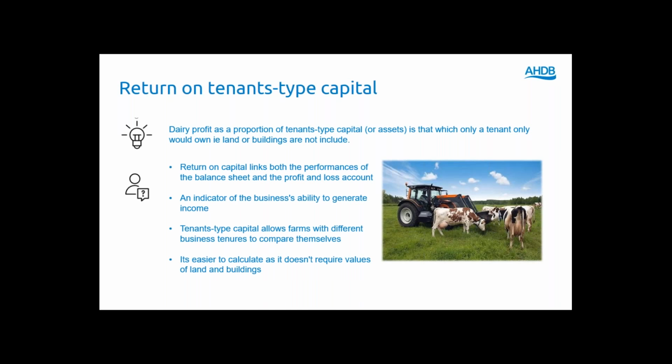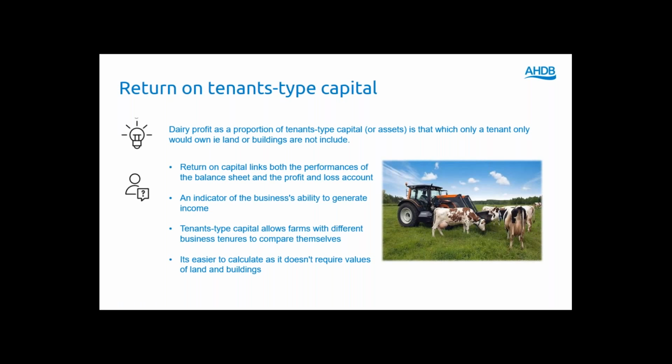So what's the rationale for including it? Return on tenant type capital looks at what's on the balance sheet, and it looks at the performance of the profit and loss, and it links the two together. Our previous indicators were all looking just at the profit and loss or management accounts. This looks at both the profit and loss and the balance sheet, and the performance of both. It's a way of looking at how well you are generating an income from those assets that you've got.